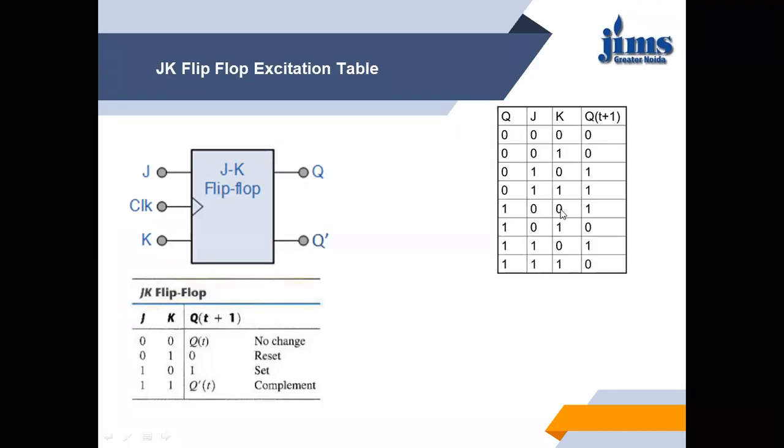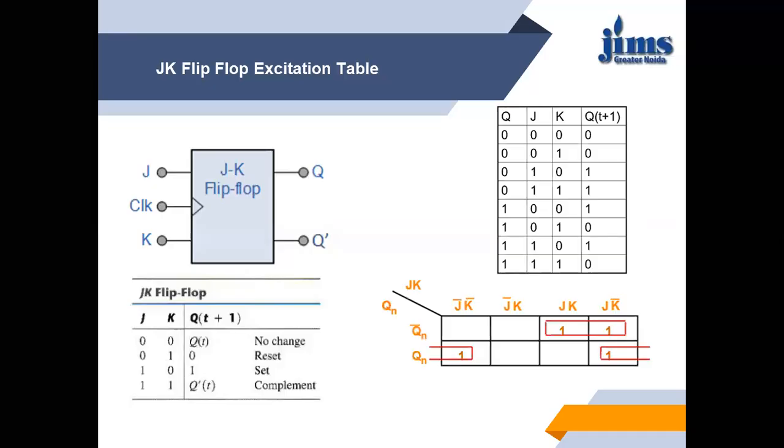Again 0 0 store, no change, 1 is here. 0 1 reset, 1 0 set, and 1 1 toggle. So the previous state Q was 1, so it will be 0 here. In the same manner, we will solve the K map. Here is the K map, and we find the characteristic equation as Qn+1 equals J Qn bar plus K̄ Qn.